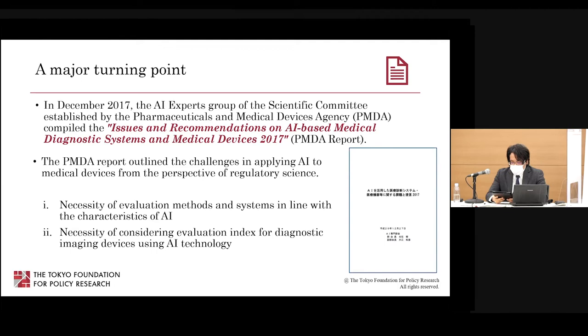With the report as a starting point, concrete progress was made in the formation of rules for AI medical devices in Japan. Specifically, the Ministry of Health, Labor, and Welfare promoted research to create a new evaluation index for AI medical devices, especially diagnosis devices.